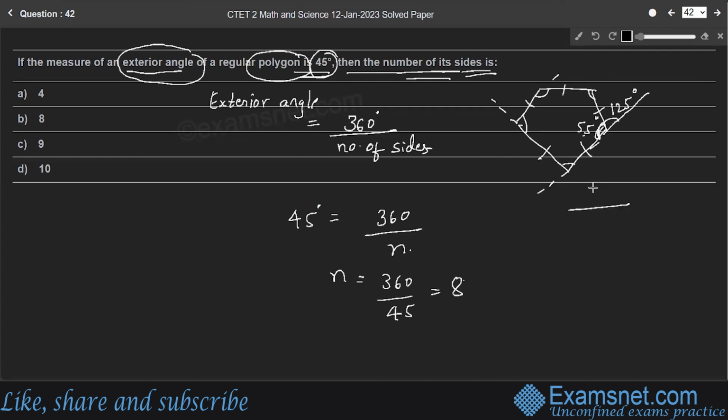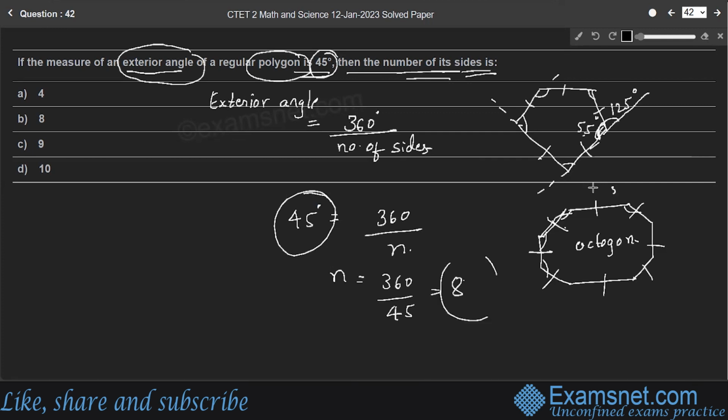Which has 8 sides. So like this: 1, 2, 3, 4, 5, 6, 7, 8. Right? I'm just drawing a rough diagram. So this is an octagon which has 8 sides, right? Every side measures equal, that means all the sides are equal and also all the interior angles are equal, right? Therefore, if the exterior angle is 45 degree, the number of sides in that polygon is equal to 8. Option B is the right answer.